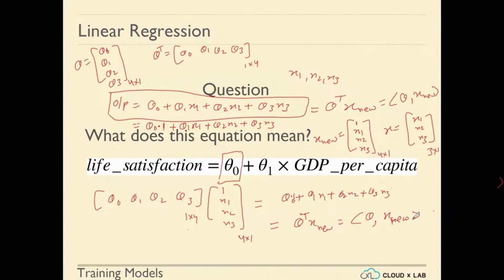Right. So here in this notation, we have to change this feature value. We have to add one more extra feature, and that extra feature is nothing but the constant value 1, right? To accommodate this bias term theta 0.